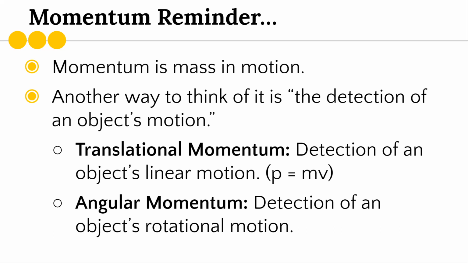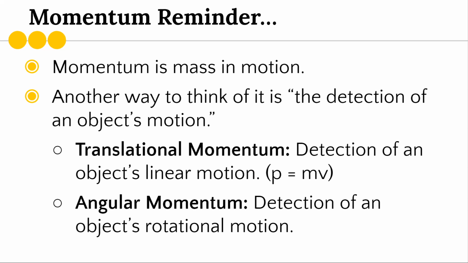But when we talked about it with translational motion, we used the equation p equals m times v, where that p was momentum and the m is mass and that v was your linear velocity. Today we're going to bring in objects that are in rotational motion, and so we're going to talk about angular momentum. And angular momentum, of course, is going to be the measure of the object's rotational motion. Okay, and so it's going to be similar in terms of how we calculate it, and we'll look at that in just a minute.